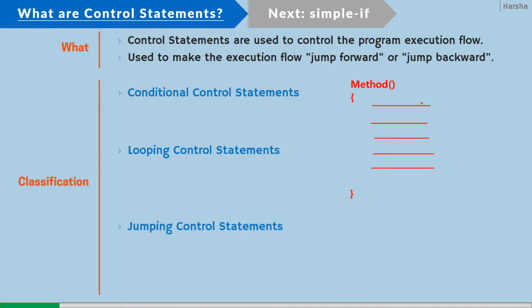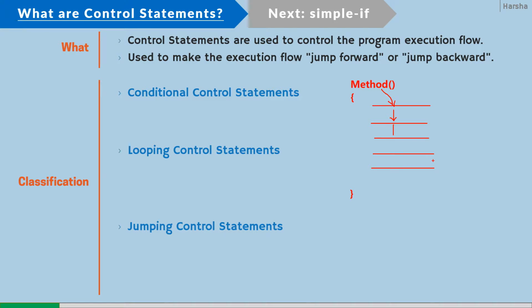Suppose you have a bunch of statements in a method. By default, it will start with the first statement of the method. After executing the first statement, it will move to the second statement, then the third statement, and so on. Suppose you want to control the program execution flow. Suppose you want to jump forward or backward. So for controlling the execution, you need to use the control statements.